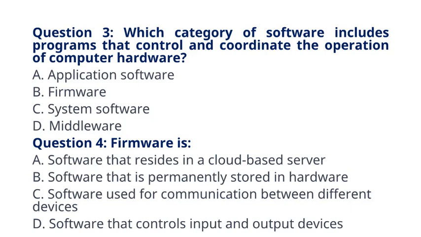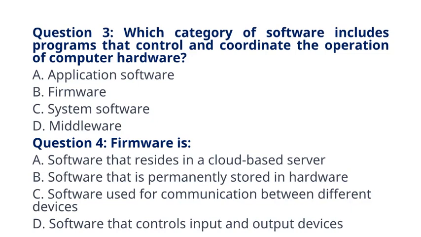Question 4. Firmware is A. Software that resides in a cloud-based server. B. Software that is permanently stored in hardware. C. Software used for communication between different devices. D. Software that controls input and output devices. The correct answer to question 4 is option B. Software that is permanently stored in hardware.